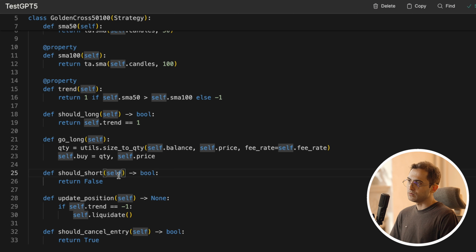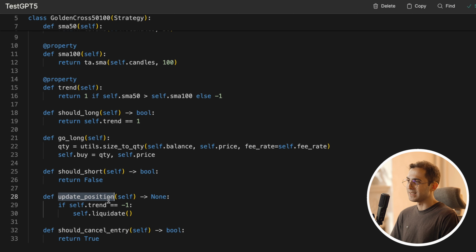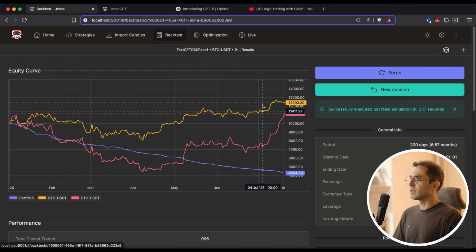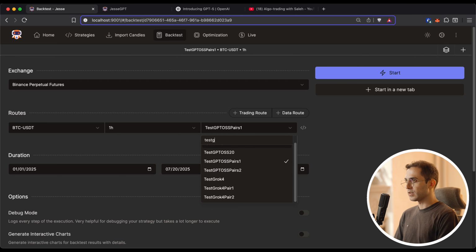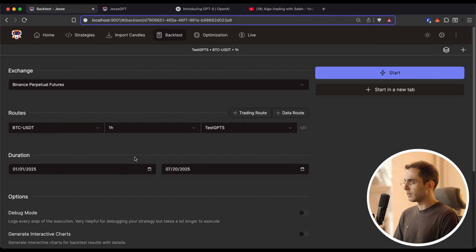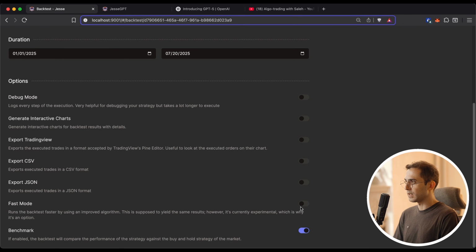It is not shorting, which we didn't ask, and it's also listening to this part where we said, stop the position or trade if that condition is no longer valid. So in the update_position, which is called when we already have an open position and a new candle has closed, it is checking if the current trend is -1 or a downtrend, then liquidate the current position. So this is perfect. So let's go and run it. So let's change this into test GPT-5, and this time frame, symbol, and period is fine. Let's also enable the fast mode.